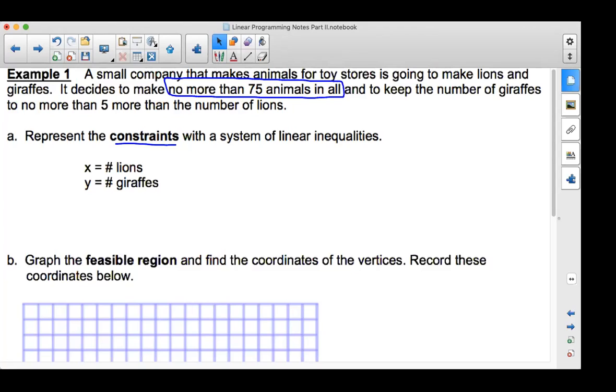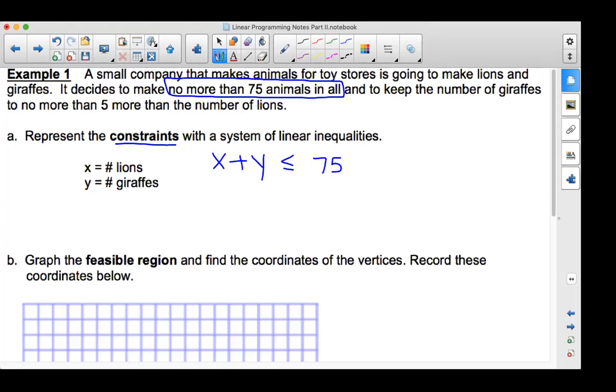So, Helene, how could I take no more than 75 animals in all and try and write that as an inequality? So it is x plus y, but that x plus y is less than or equal to 75. So my two animals together must be less than or equal to, because it says no more than, so it can't be more than 75, but it can be 75.